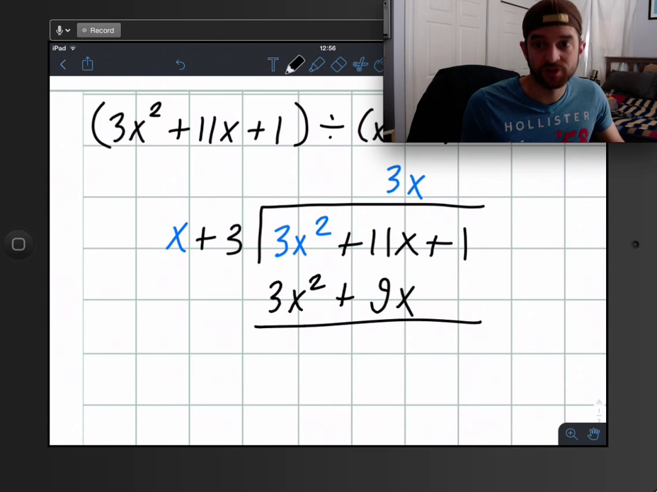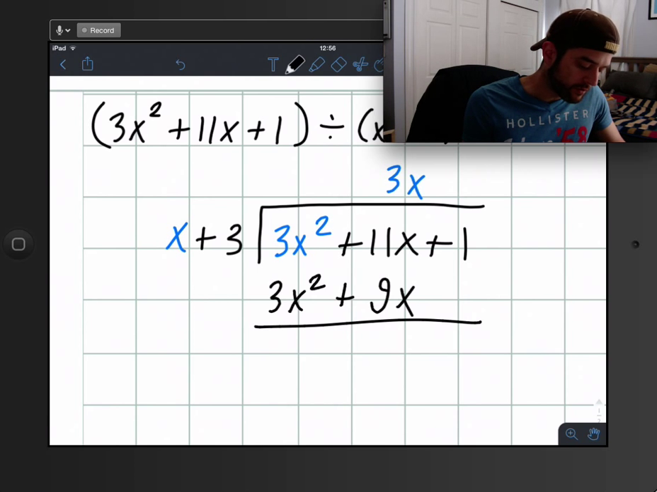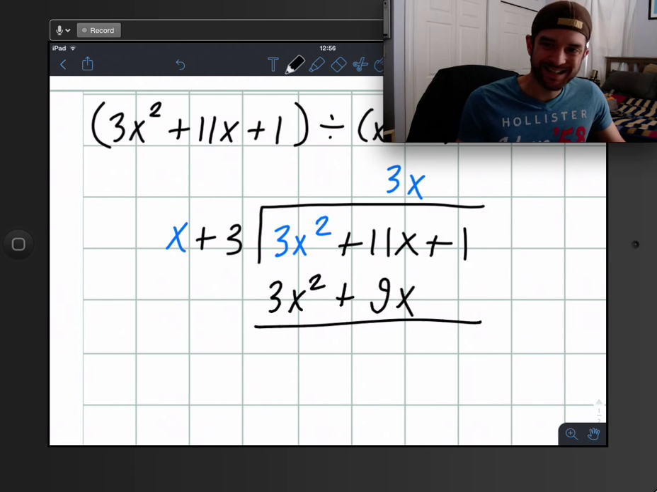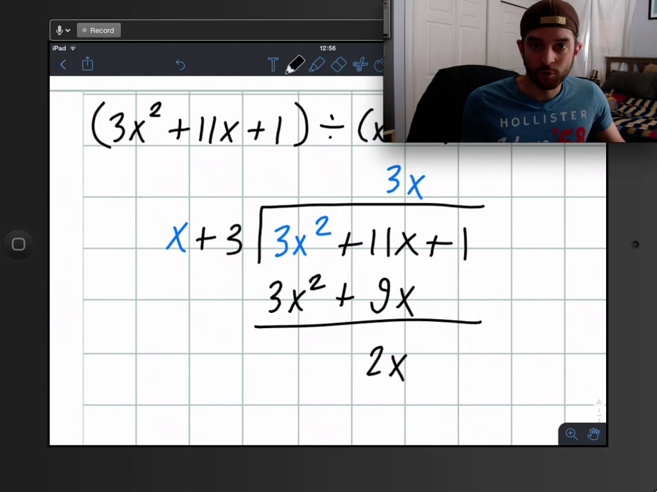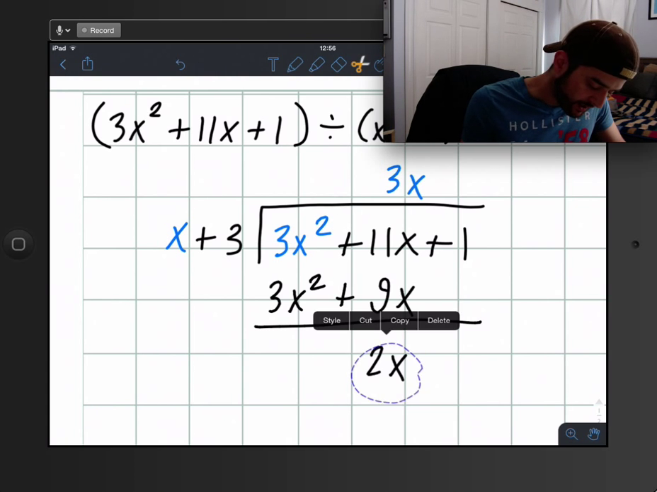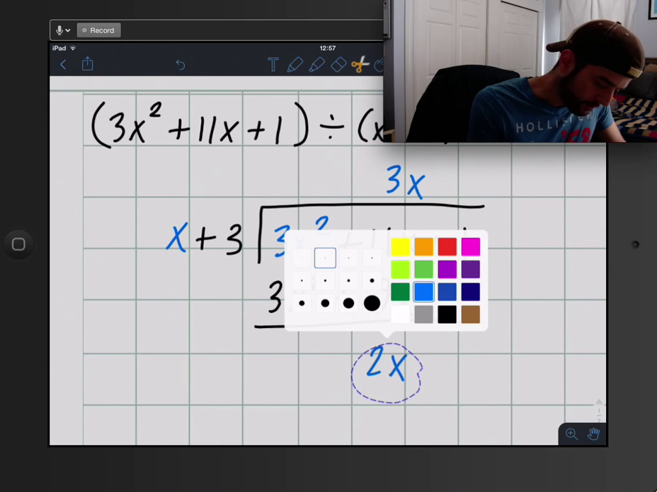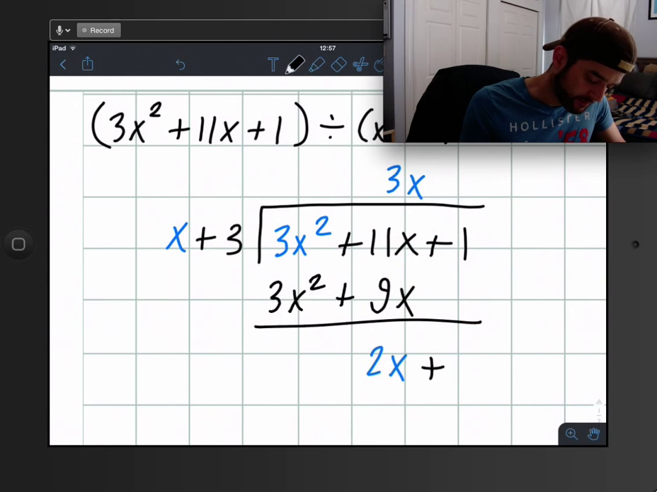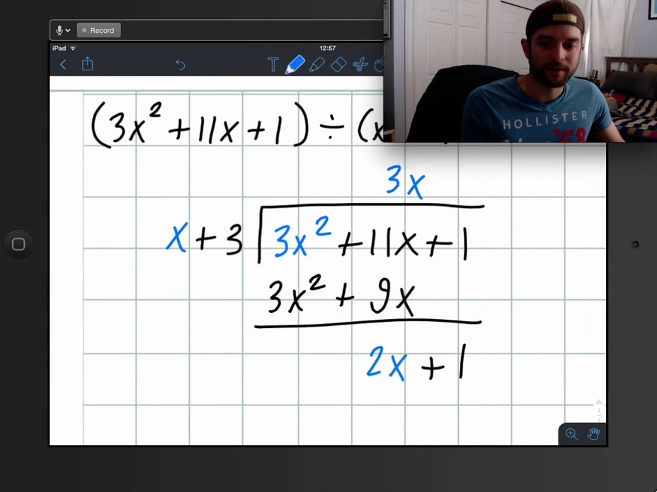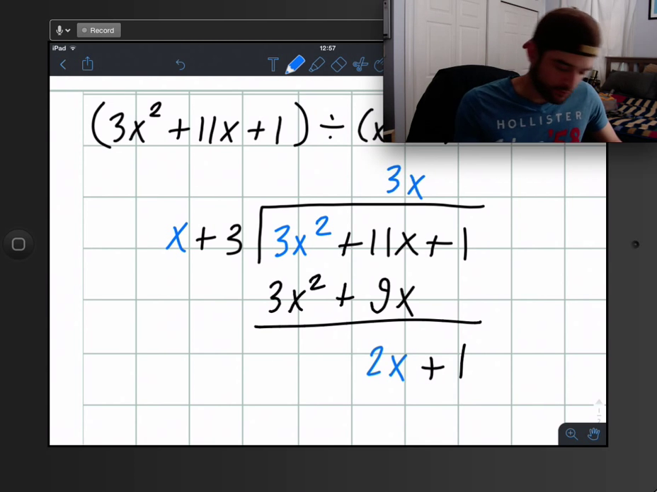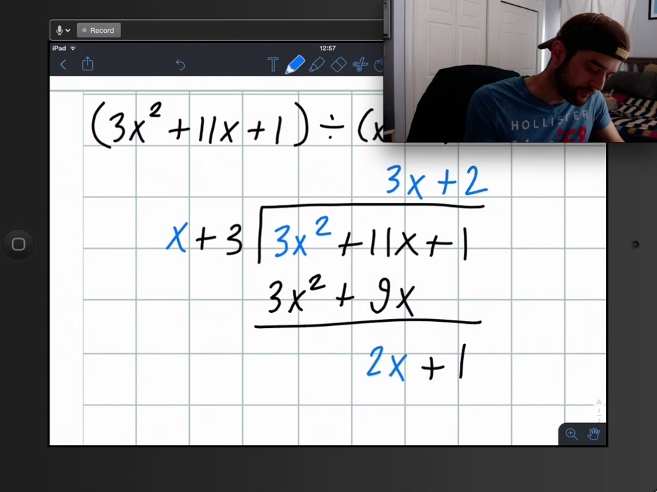And just like with long division, I subtract the lower one from the upper one. So 3x squared minus 3x squared is 0. 11x minus 9x is 2x. And I do the whole process again. First of all, I have to drop down the plus 1. Now I want to cancel out the 2x, so I need to figure out what I need to multiply x by to cancel out a 2x, and that of course is plus 2.